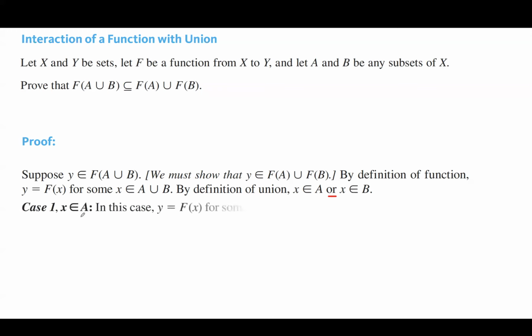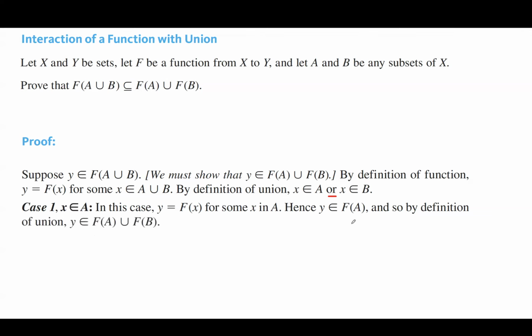If x is in A, since y is equal to f of x, we are getting this information here. For some x in A, we can say that y belongs to f of A. Why is that? Because y is equal to f of x, which belongs to f of A, so y belongs to f of A. So, by definition of union, since y belongs to f of A, y belongs to f of A union any other set.